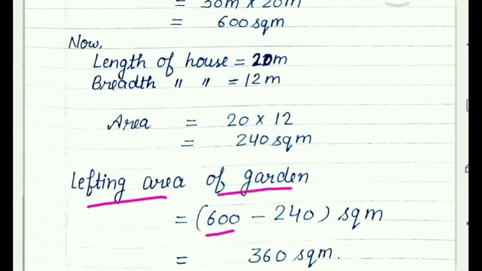So what is left in the area of the garden? Area of plot minus area of house. So 600 minus 240, how much is left here? 360 square meter. So the required answer is 360 square meter. It is the area left in the garden portion.